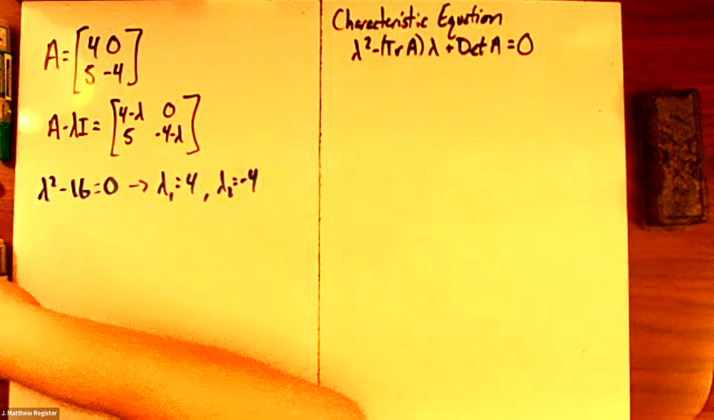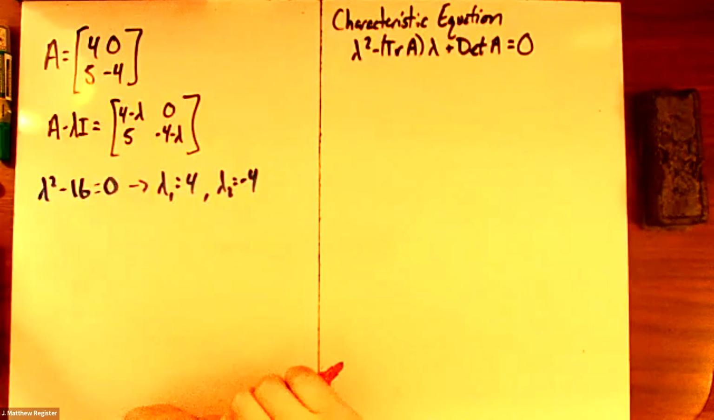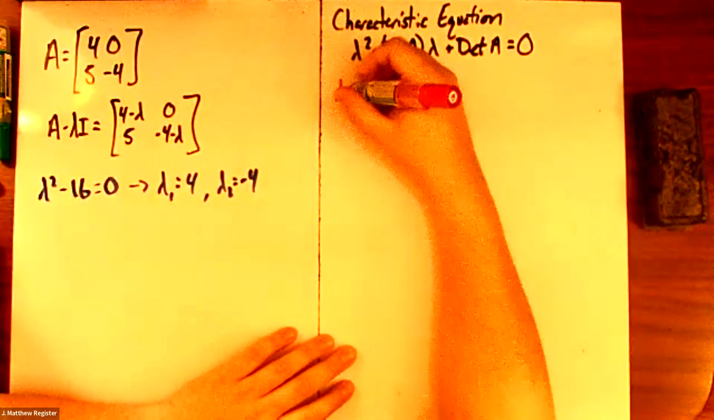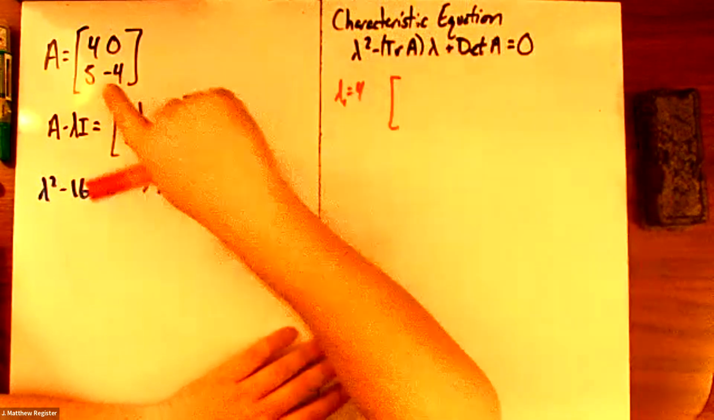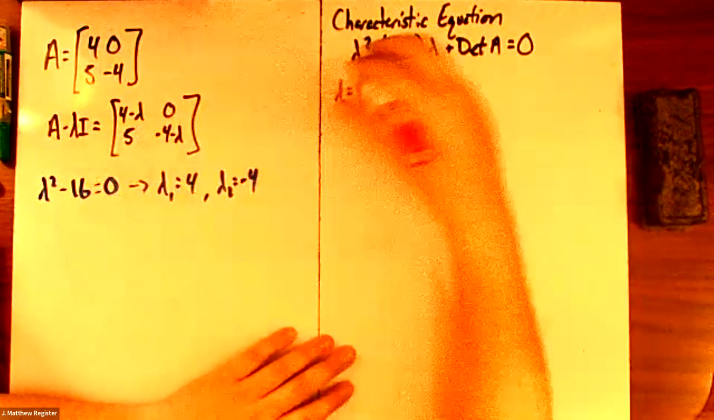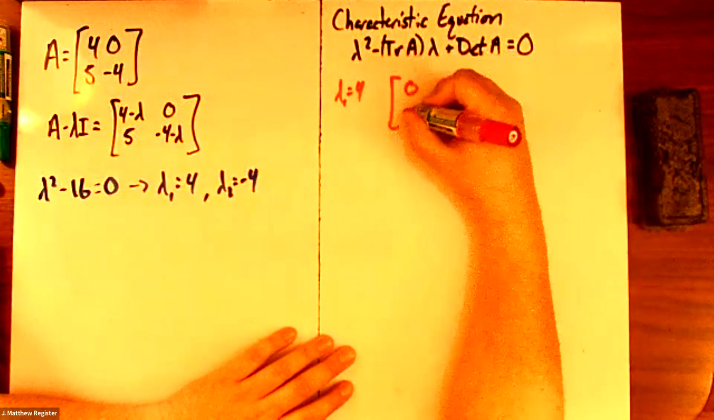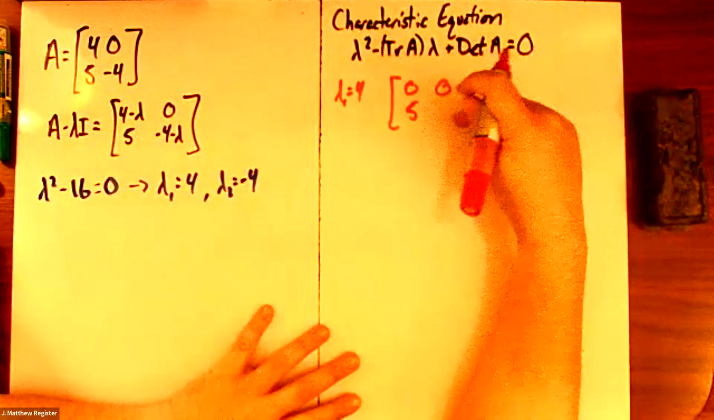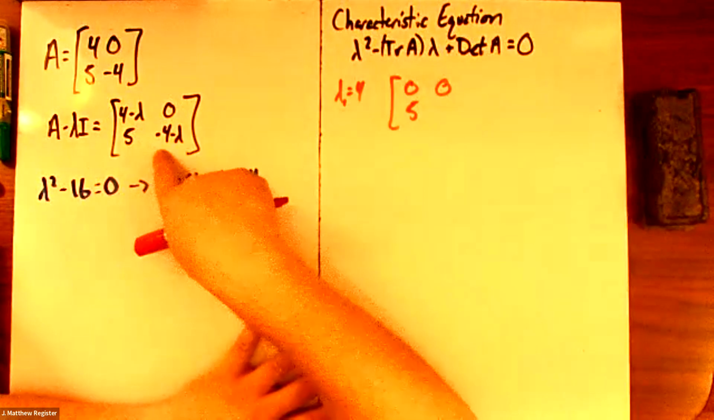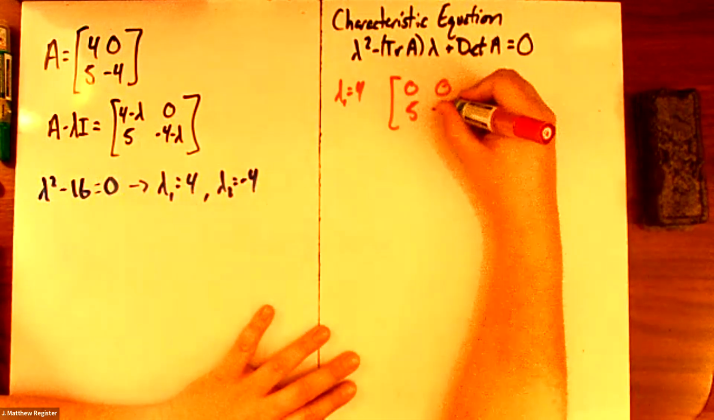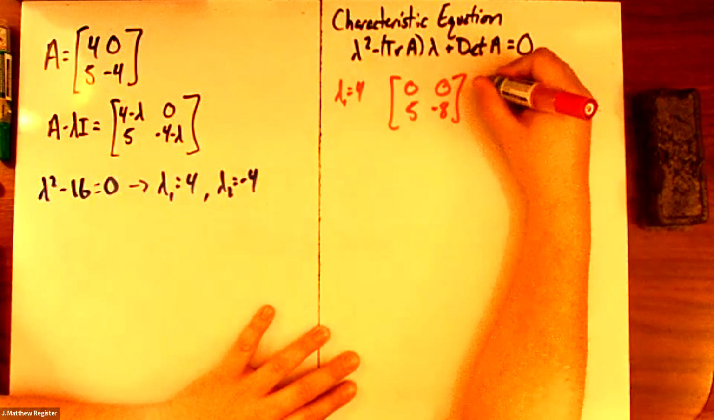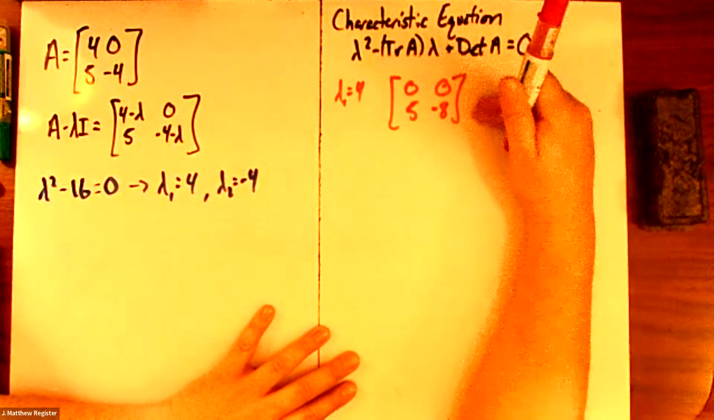If we let our lambda 1 be 4, so our first eigenvalue is 4, then we end up with 4 minus 4 is 0, 0, 5, and then the bottom one, -4 minus 4 is -8. And then x1, x2.